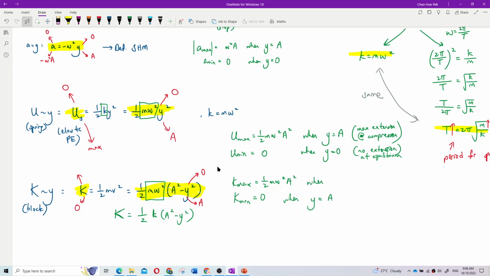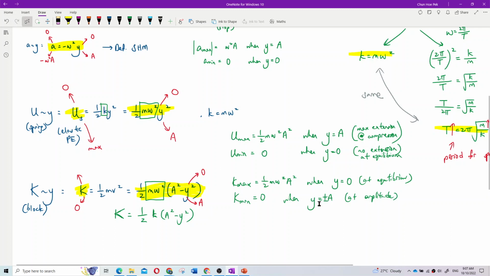So when y equals 0, this one is at equilibrium, and this one is at amplitude. Actually, if we put positive or negative amplitude it is also the same. The kinetic energy is 0. At the right-hand side or the left-hand side it is the same. Do you know why positive or negative? Because there is a y square here. Once it is squared, the negative sign disappears, right?